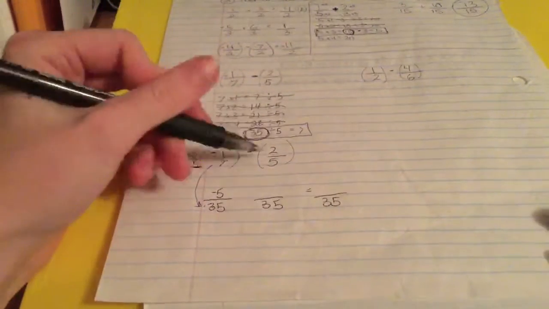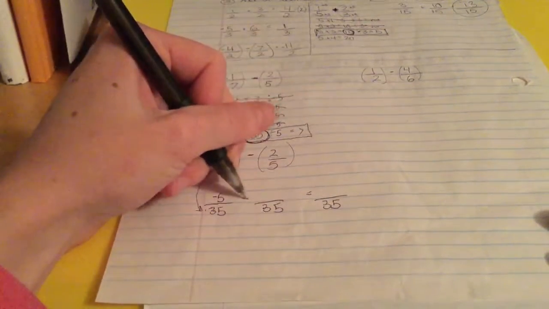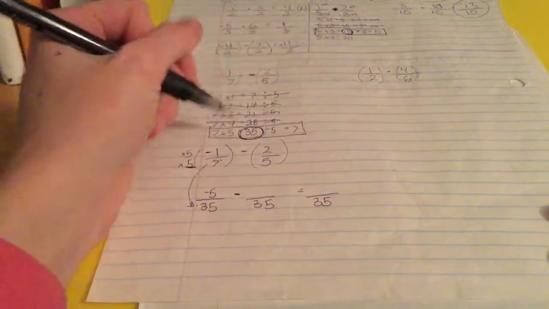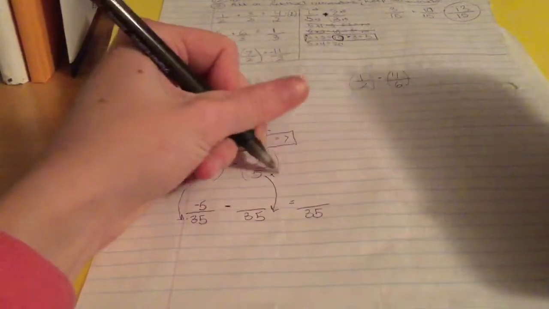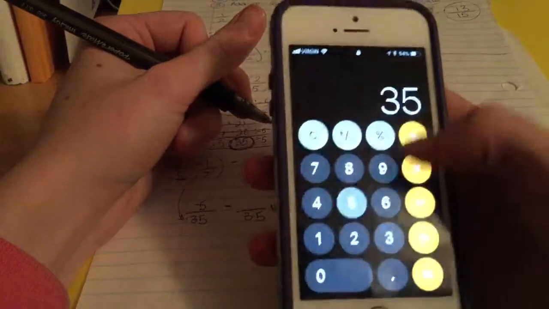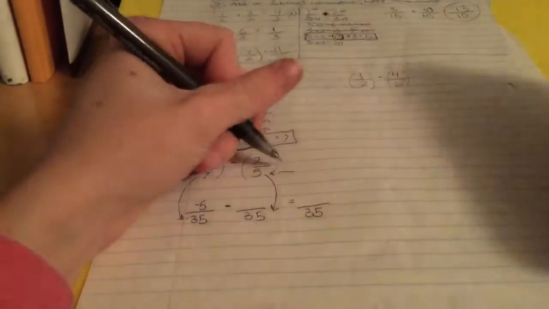Okay, so now let's tackle the other one. It's important to tackle these separately, by the way. Don't try to put them together or anything like that. Alrighty, so how do we get from 5 to 35? Well, we times by some number. 35 divided by 5 is 7, so we times by 7.